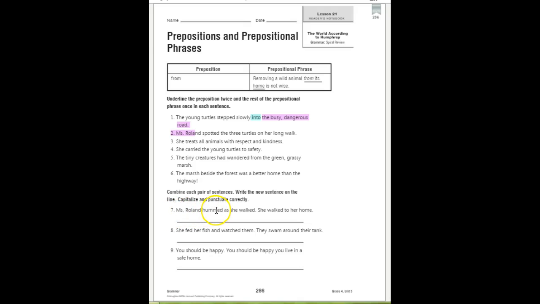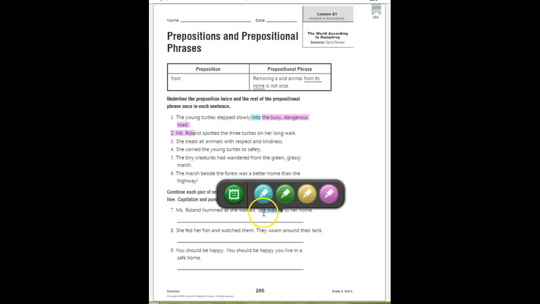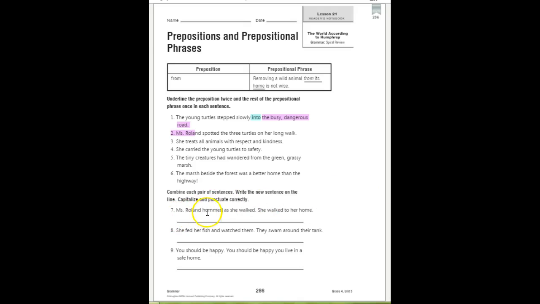Ms. Rowland, number 7, hummed as she walked. She walked to her home. So how would we combine that? Ms. Rowland hummed as she walked to her home. We don't need the second she walked. You can almost strike that out. Okay? So Ms. Rowland hummed as she walked to her home. To her home is the prepositional phrase. You're going to do 8 and 9 just like that. See what you can take out and combine the rest of it.